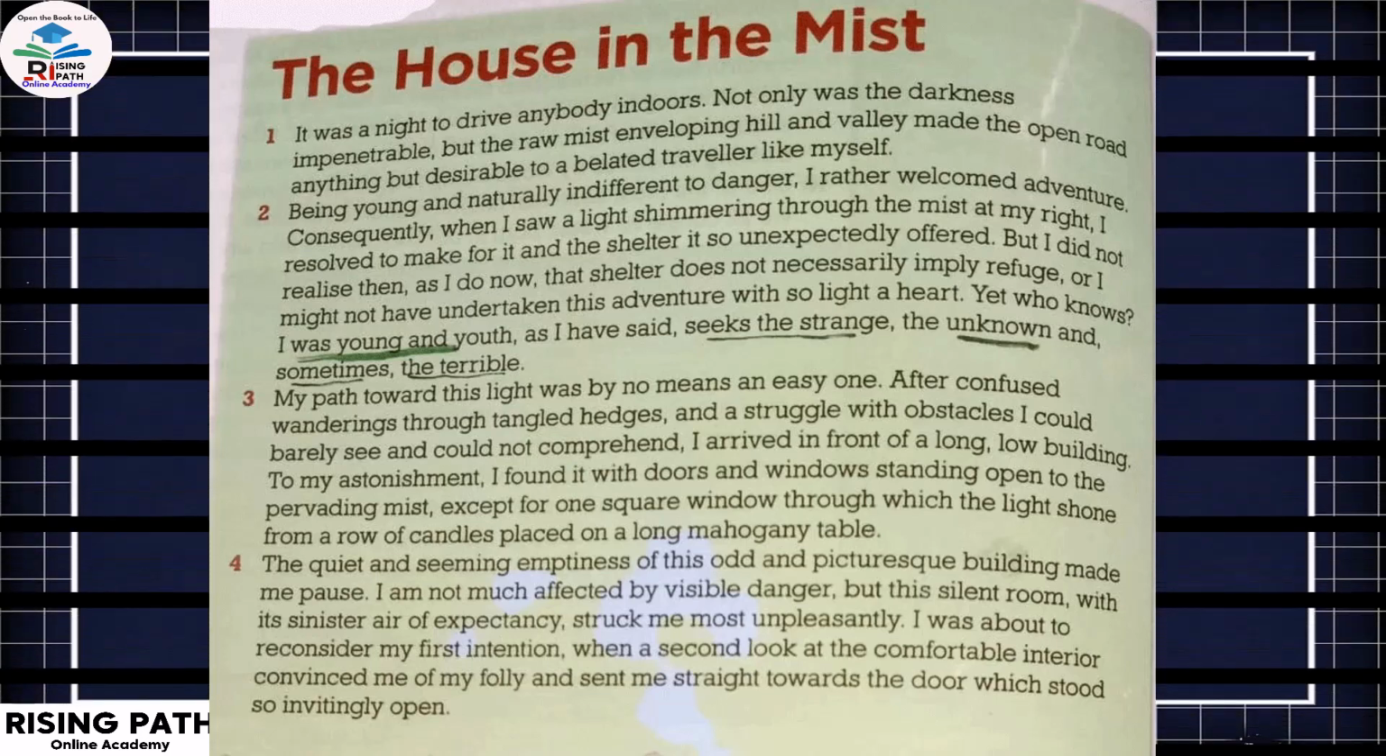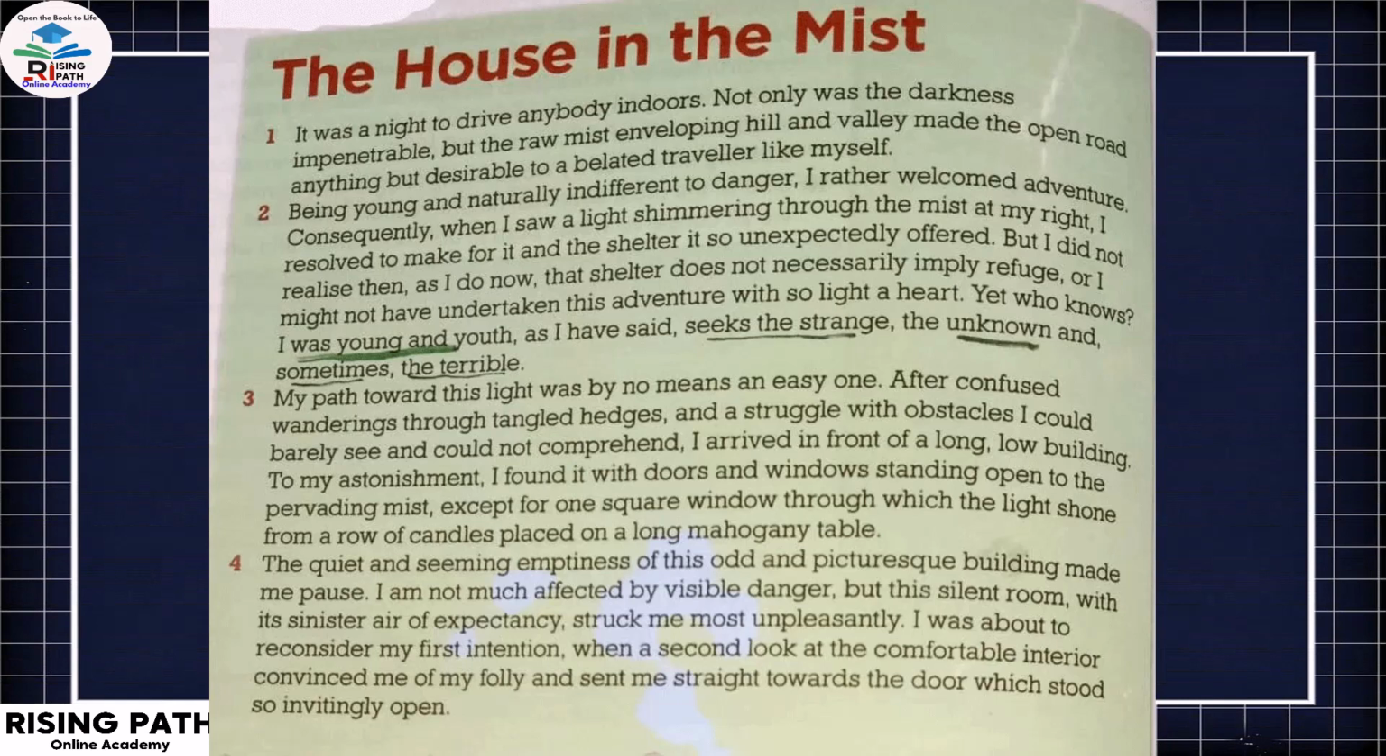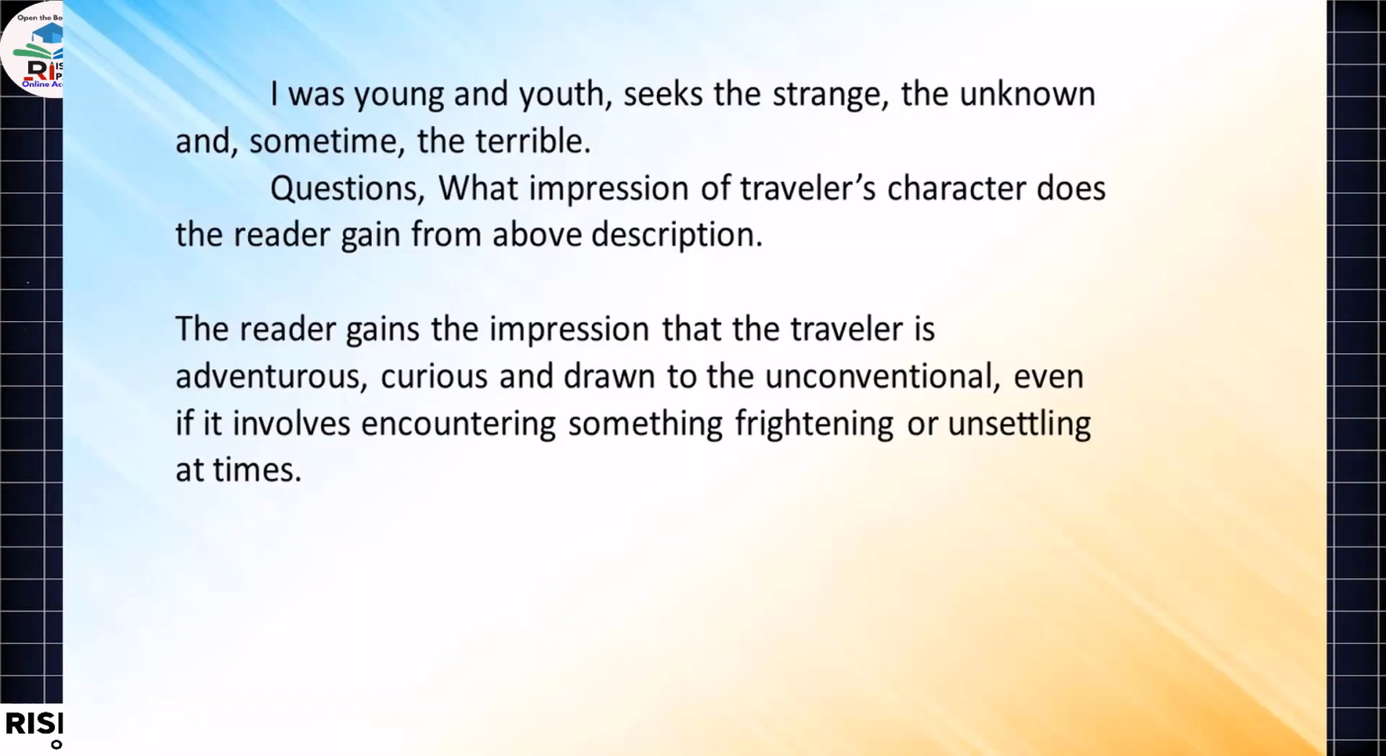So the question might be: what impression of the traveler's character does the reader gain from the above description? The first step is to underline the key phrases: young and youth, seeks the strange, unknown and terrible. And remember that you are going to focus on the traveler's personality and the traits of his character that are described in these two lines.